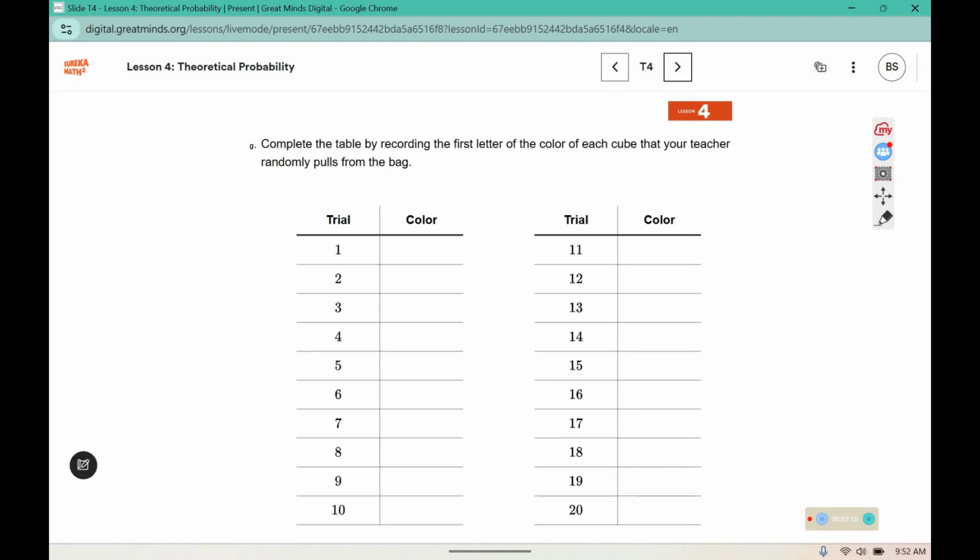Complete the table by recording the first letter of the color of each cube that your teacher randomly pulls from the bag.